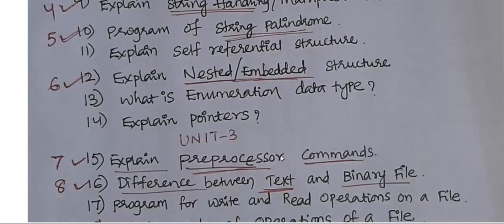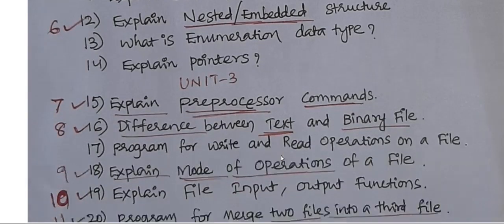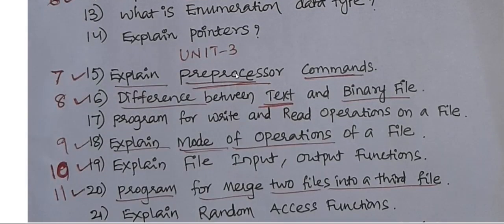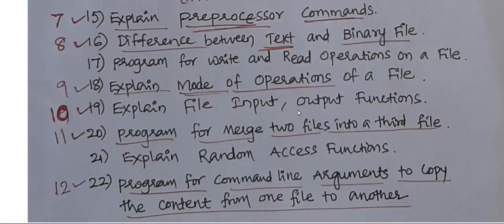Next, preprocessor commands, unconditional and conditional preprocessor commands, the difference between text file and binary file. Next, modes of operations of a file. What is a file, and explain the modes of operations: read, write, append. Next, file input output functions. General input output functions are there, and file input output functions are there. You should be aware of this.